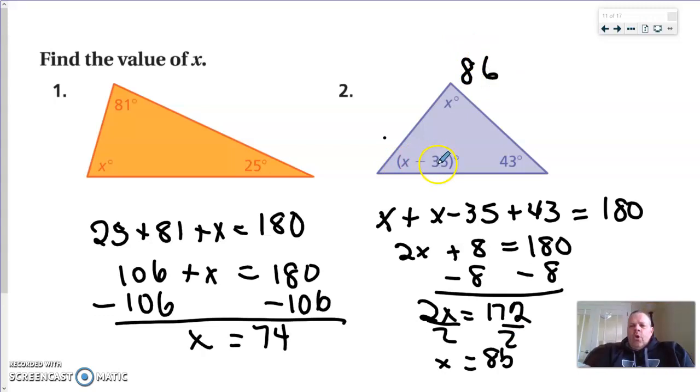86 minus 35 will give us 51. One of the ways that we can check this, 86 plus 51 plus 43 should be able to give us 180. And in this case, we do have 180, so we know it's correct.